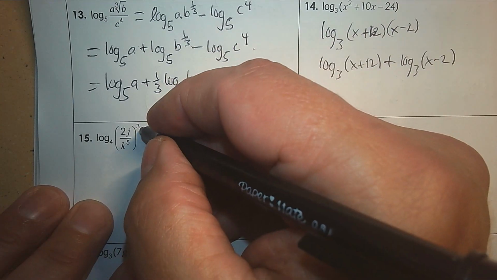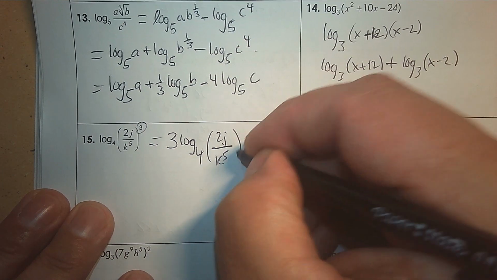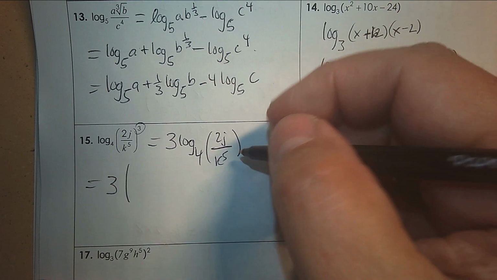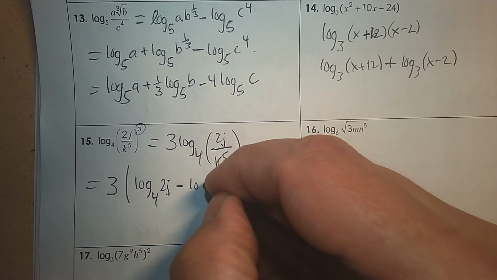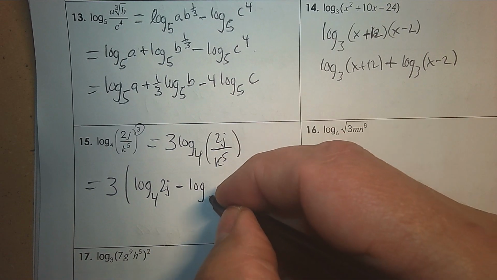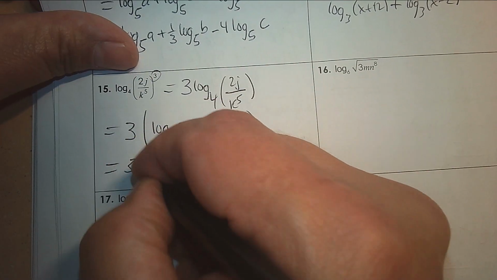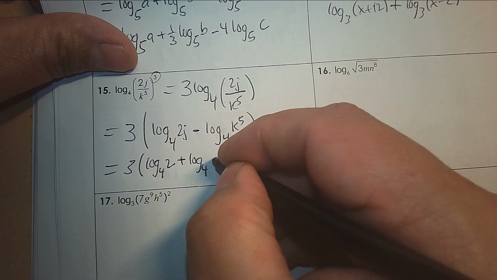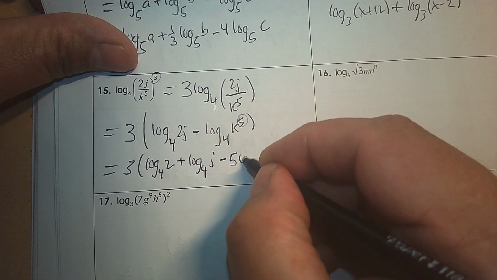Number 15. So I see the exponent first, so I have to handle that first actually, because then I can handle the dividing part. That 3 will stay on the outside. And then I can, dividing means I'm subtracting. Here we have 2 times j, so it's log base 4 2 plus log base 4 j minus, now do you notice this 5? That can be written in front of the logarithm, and now it's fully expanded.